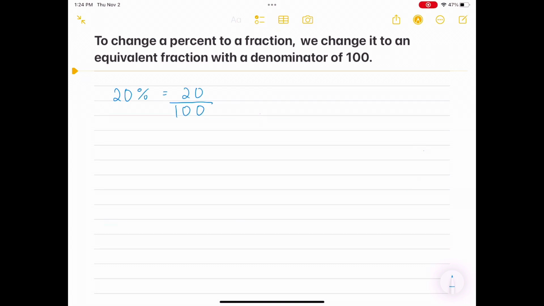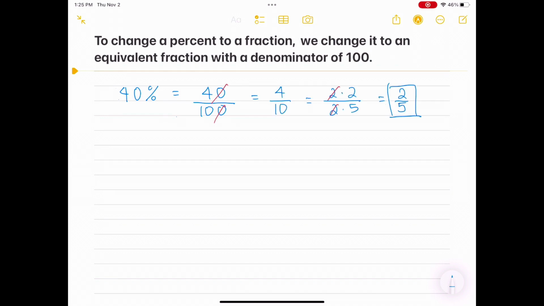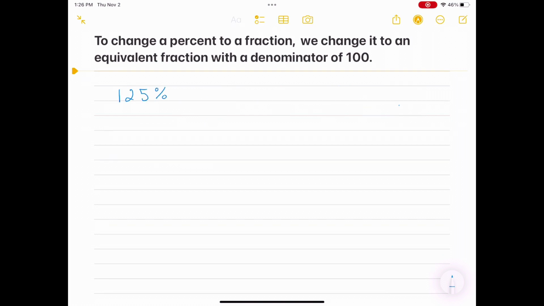20% converted to a fraction is 20 over 100, which can be simplified to the fraction 1/5. 40% becomes 40 over 100 and simplifies to the fraction 2/5. 125% becomes the fraction 125 over 100.